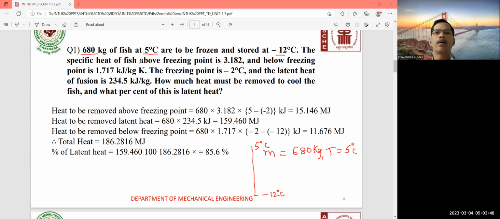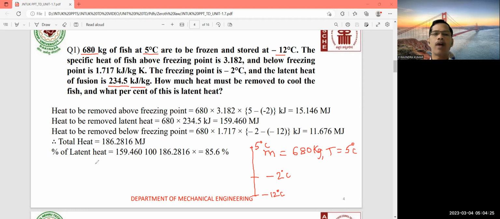The specific heat of the fish above the freezing point is 3.182, and below the freezing point is 1.717. Observe that the freezing point is given as minus 2 degrees centigrade. And the latent heat of fusion is 234.5 kilojoule per kg.